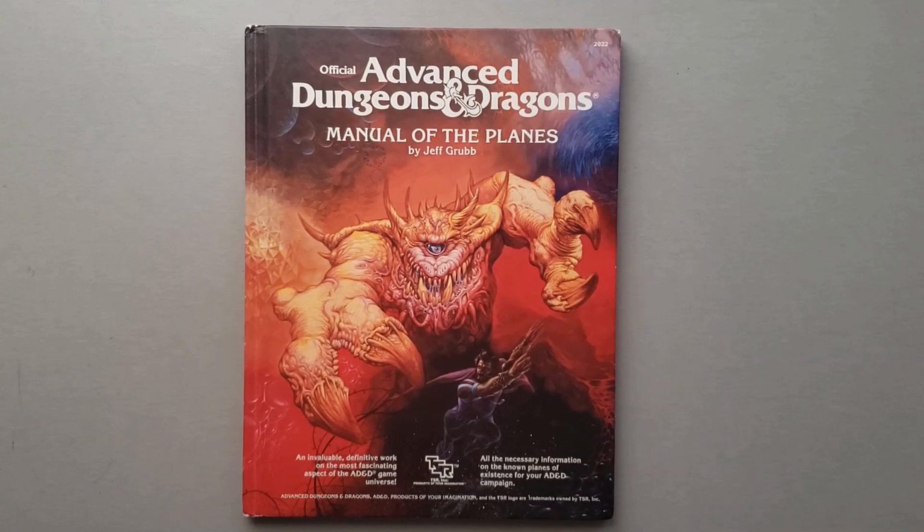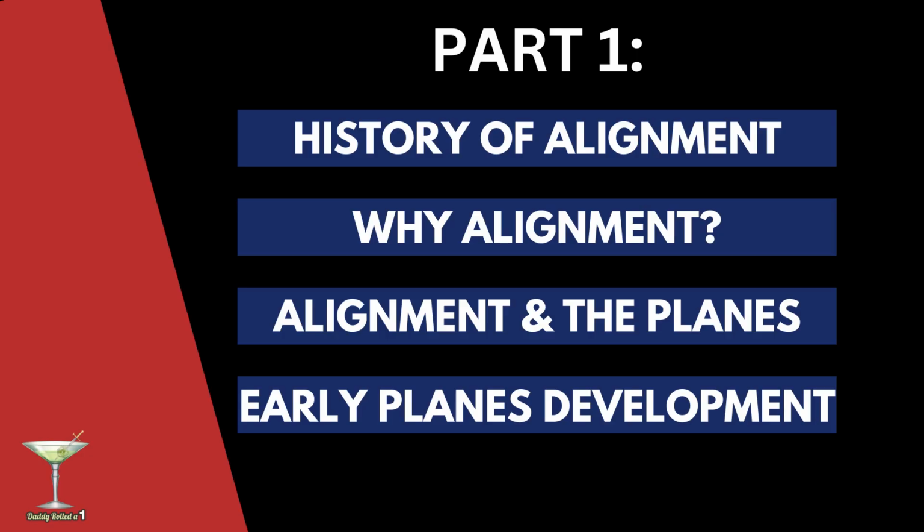I'm Martin, and this is part 2 in my 2-part series on the history of alignment and the planar cosmology in the game of Dungeons and Dragons. Really quickly to recap what we went over in part 1, we talked about the history of alignment in the game and why it was even included in the first place.